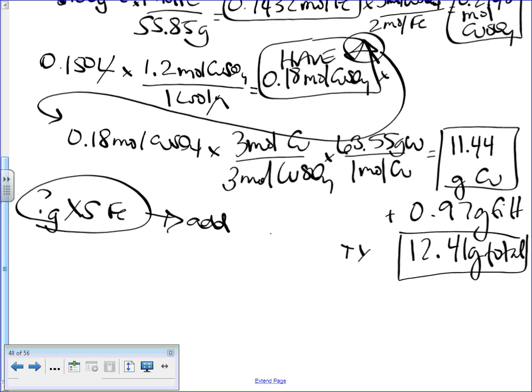A lot of times you will always have to calculate theoretical yield. Sometimes you already did it and you're like, oh my gosh, I have to calculate it. No, you've already done it. So don't calculate it again. So actual yield over theoretical yield times 100 is our percent yield. And so let's see, is this person a good chemist?